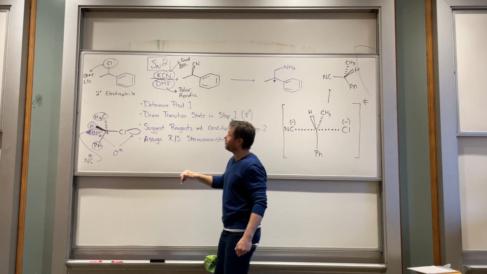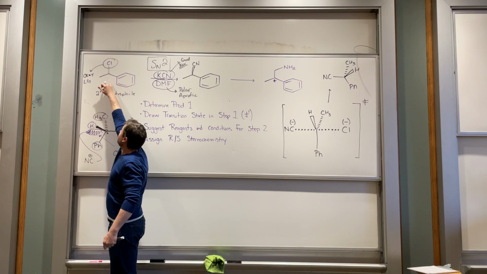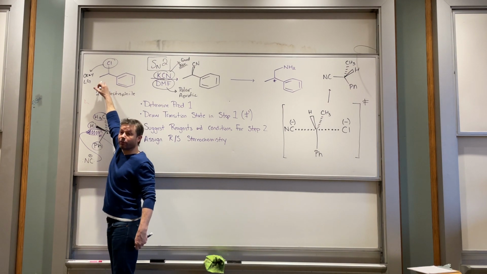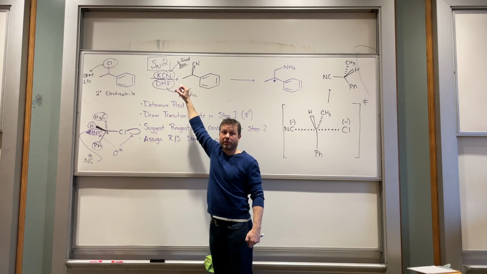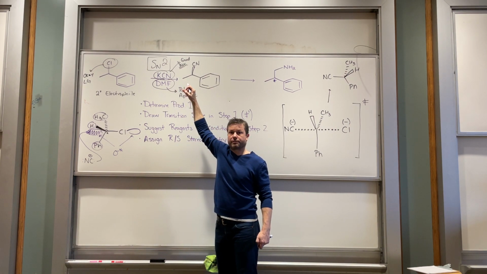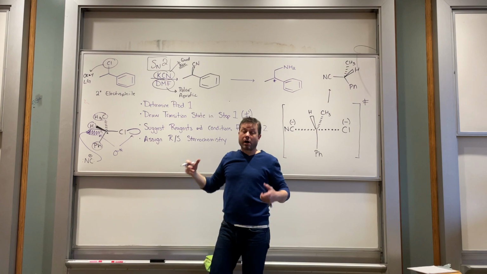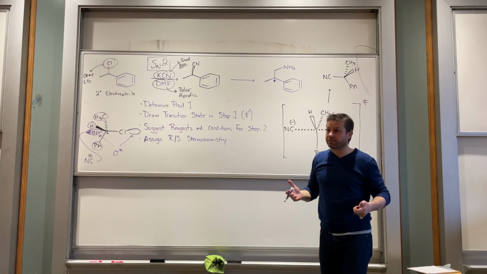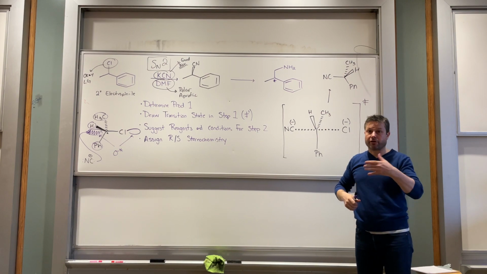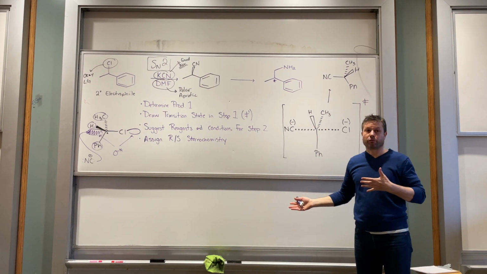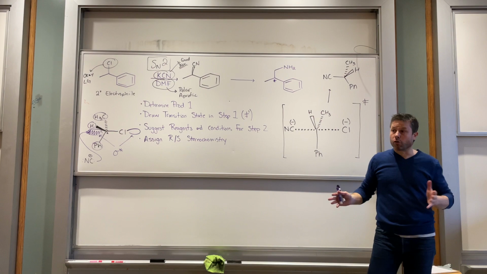So if the leaving group is hashed in one structure, the nucleophile that replaces it is going to be wedged in the product structure, right? Most of the time this results in a change of R and S stereochemistry, right? So if the starting material is R, the product will be S. But that's not always the case, right?